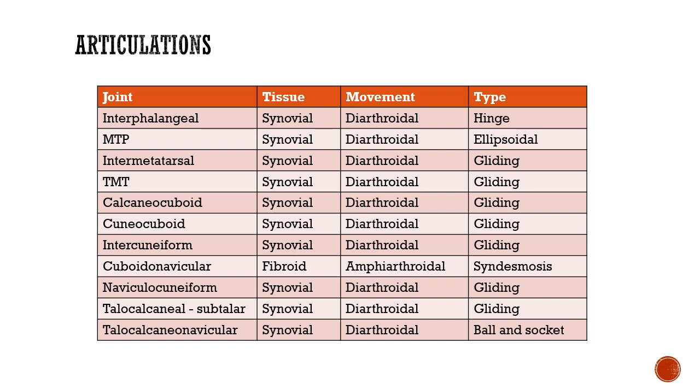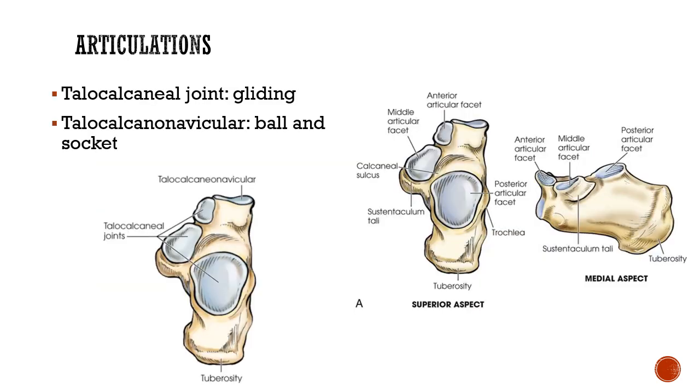It's between the cuboid and the navicular. Naviculocuneiform is gliding. The talocalcaneal, which is the subtalar joint, is gliding, and then the talocalcaneonavicular is a ball and socket joint. So looking at the different joints, the two that are odd are the ball and socket, the talocalcaneonavicular. Keep in mind that as far as the articulation, it's important to note that the talocalcaneal is a gliding joint.